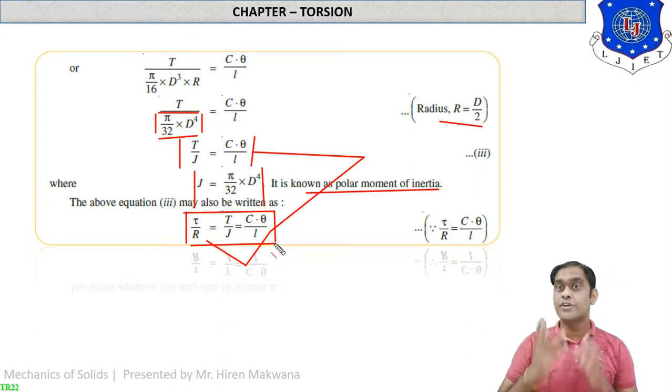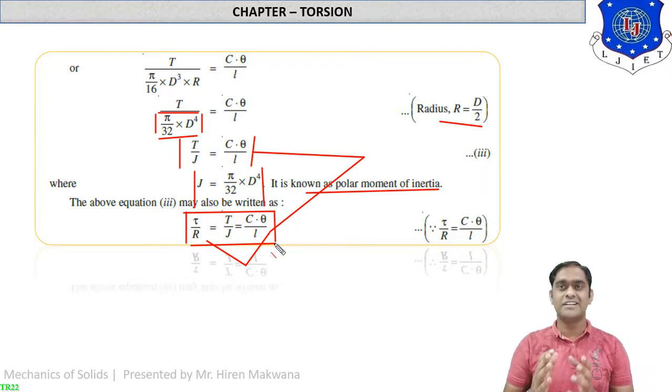What is the polar moment of inertia for the hollow shaft? It is a suspense. We will discuss it in the numericals only. C is the modulus of rigidity, theta is the angle of twist, and L is the length of the shaft. So this is a very short and sweet chapter. All the theories of this chapter are completed in one lecture only. These are the 3 to 4 small theories for torsion.